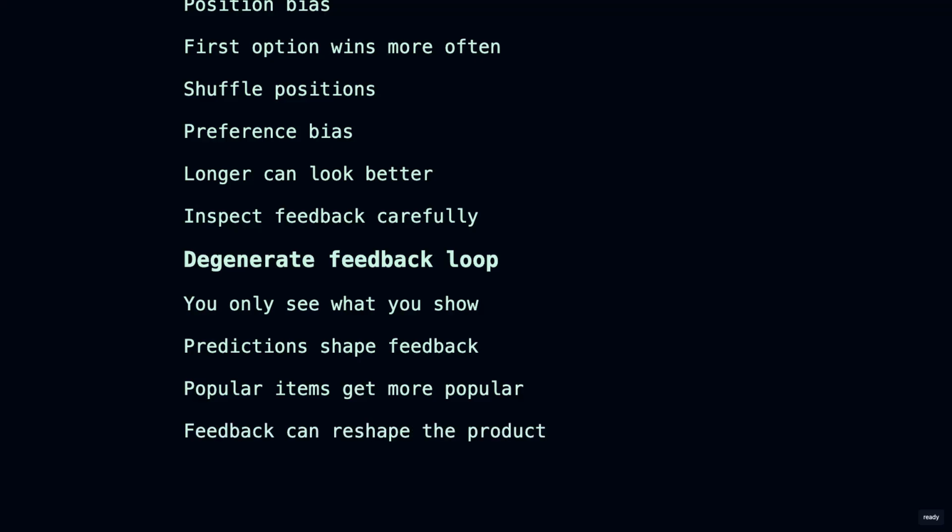This same mechanism can steer a product toward a narrow outcome. A small amount of early feedback can snowball into a system that overproduces one type of content while ignoring everything else.